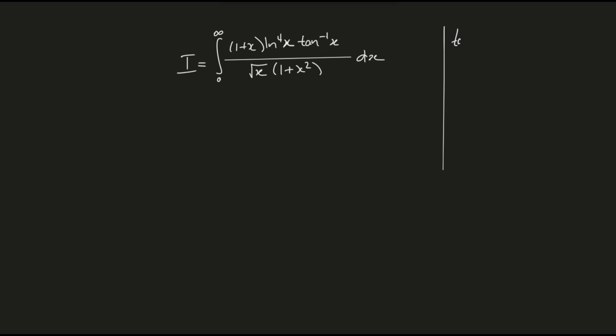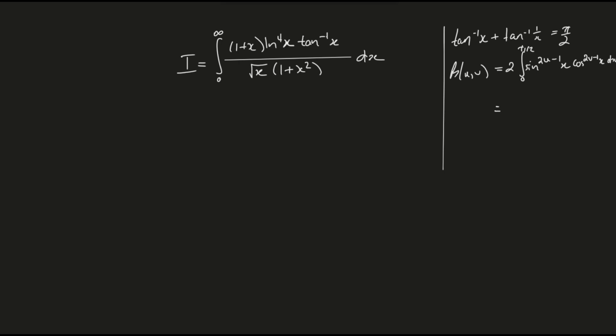We're going to need the fact that inverse tangent of x plus inverse tangent 1 by x is always equal to pi by 2. Secondly, the beta function. The beta function evaluated at u and v is twice the integral from 0 to pi by 2 of sine to the 2u minus 1 of x times cosine to the 2v minus 1 of x dx.